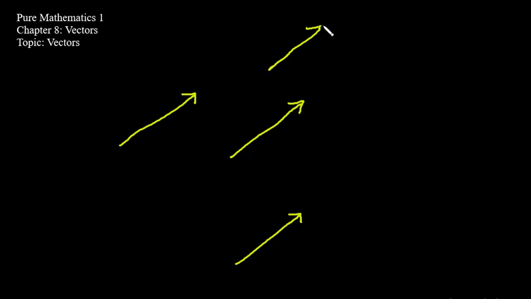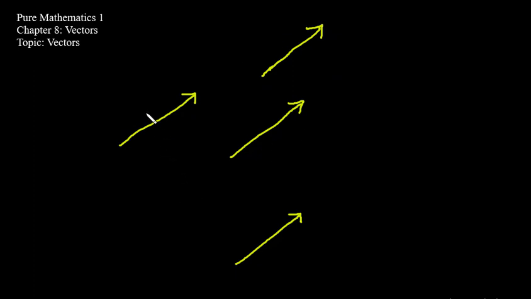Welcome to Pure Mathematics 1, Chapter 8, Vectors, Topic Vectors. Let's see, I have a vector, which is this one, with this direction and this magnitude. What if I draw a vector with the same length and parallel to this one? They are the same, just one vector. It can be over here, it can be up here, anywhere, but as long as it is in the same direction and the same length, they are the same vector.